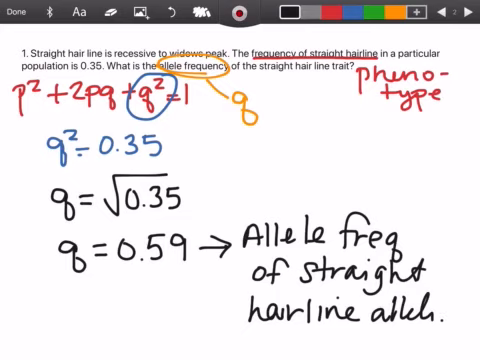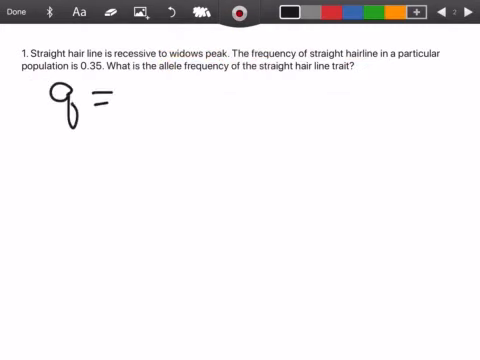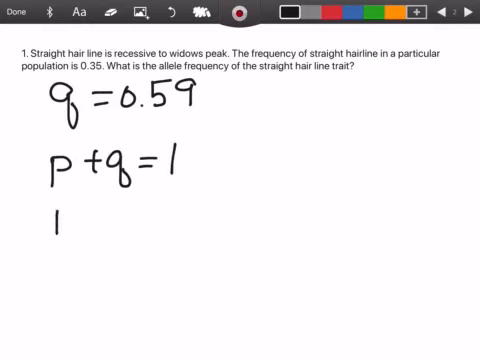The next thing we need to do is determine the value of p. So we are almost always going to need to determine the value of both. So let's go ahead and just do that. If q is equal to 0.59, we can use the equation p plus q equals 1 to calculate p. So p is going to be equal to 1 minus q. So p is equal to 1 minus 0.59. So p is equal to 0.41. This is an allele frequency for widow's peak.